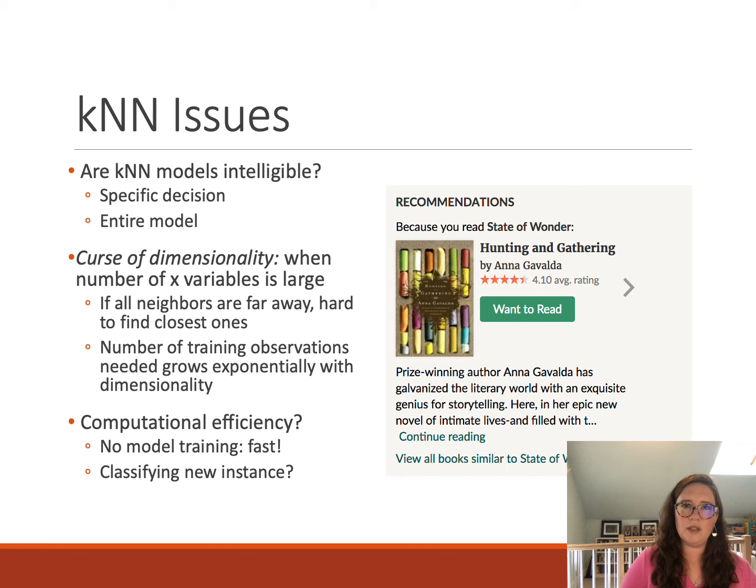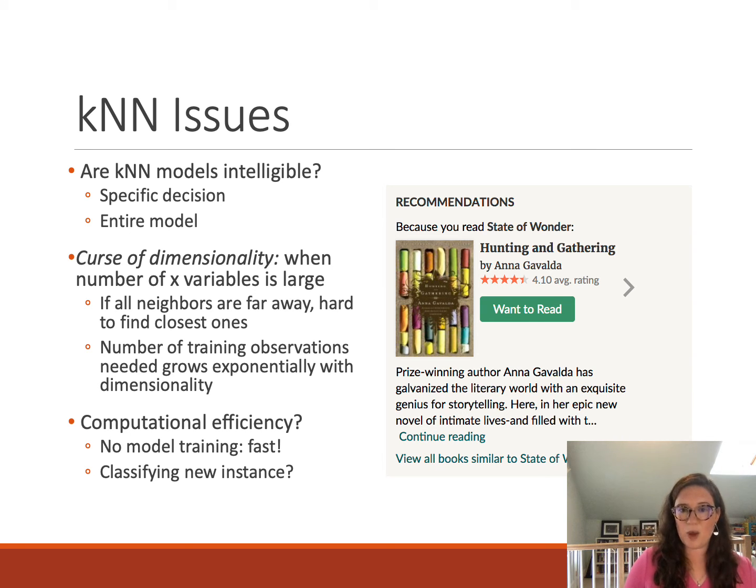kNN also comes with what's called the curse of dimensionality. If there's a large number of features or a large number of x variables, in this case, if all the neighbors are far away, it's sort of hard to find which ones are the closest. And so the number of training observations needed for kNNs to perform well grows exponentially with the dimensionality of the feature set. And so the curse of dimensionality is a big problem with kNNs as well.